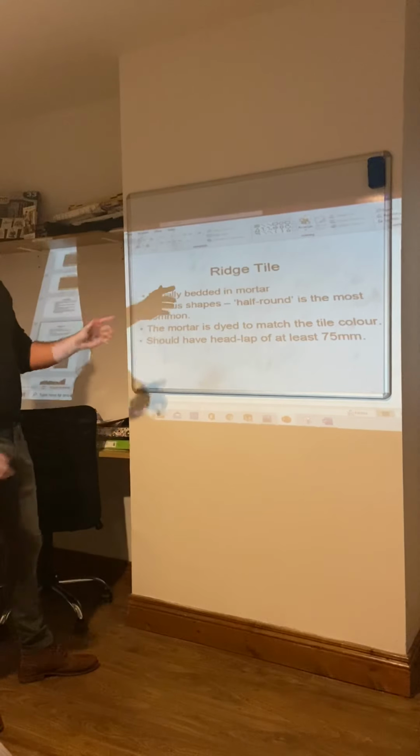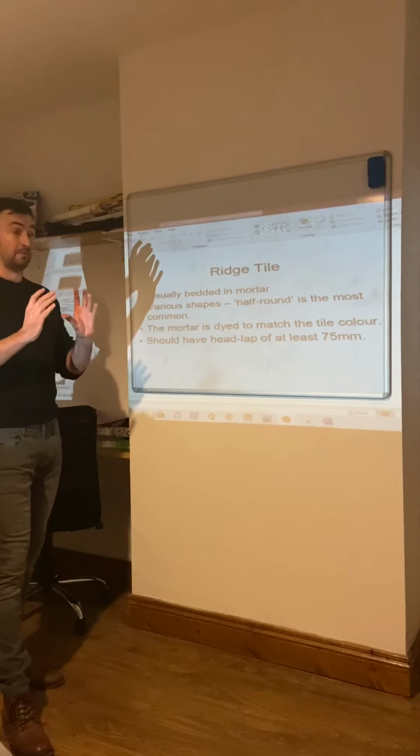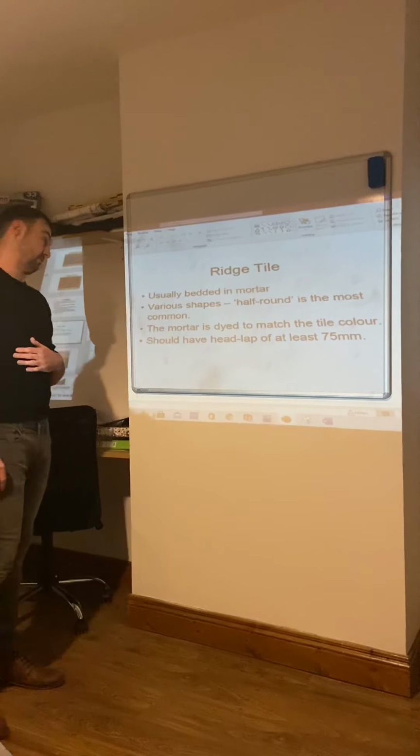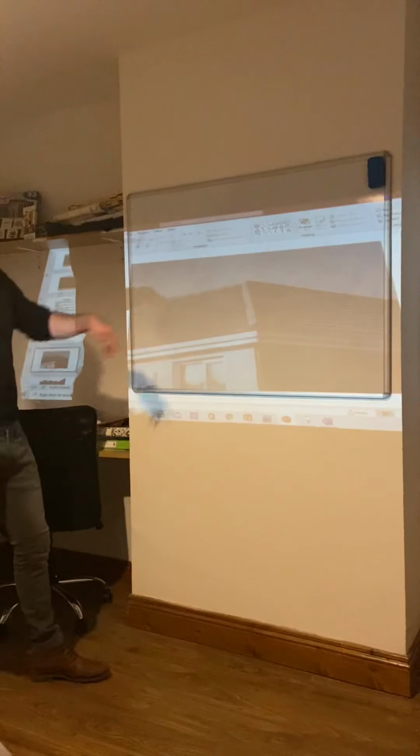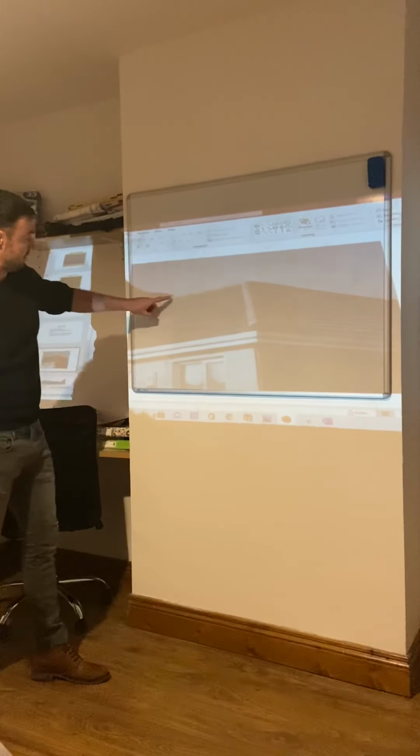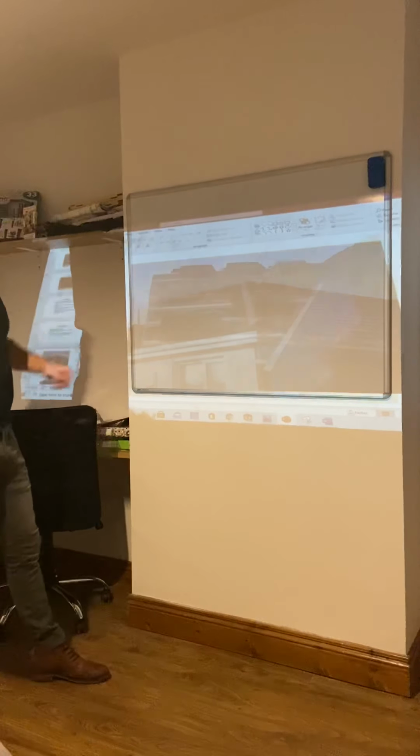Ridge tile is put on the ridge basically just as a capping to cover it. It's usually a half round, bedded in with dyed mortar, and then pointed in with dyed mortar just to blend in with the rest of the roof, okay? And here we have it on the hip. So there's your ridge cap on your hip, and there it is on the main roof.